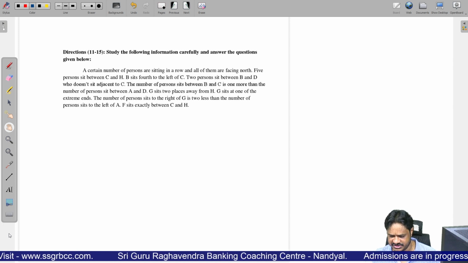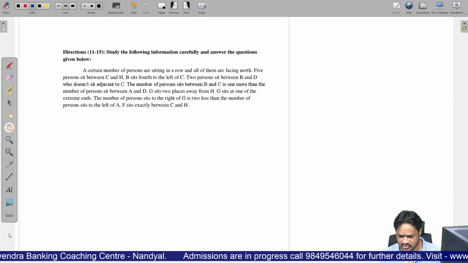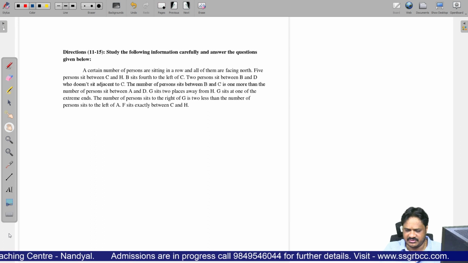G is 2 places away from H. G is at one of the extreme ends. The number of persons sitting to the right side of G is 2 less than the number of persons sitting to the left side of A. F is exactly in between C and H.